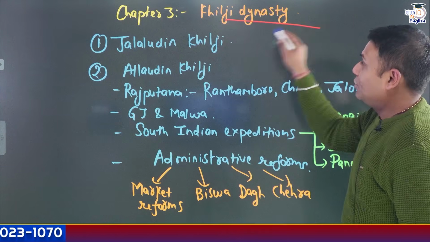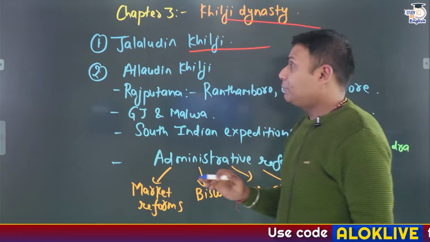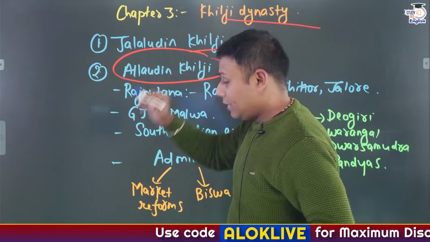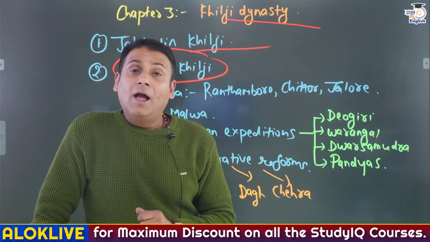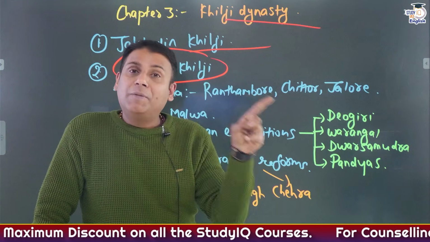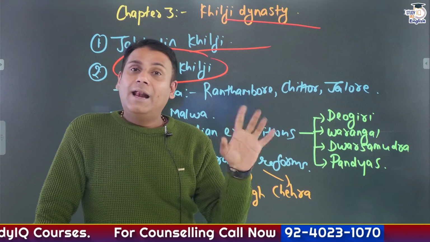Khilji dynasty. Jalaluddin Khilji laid the foundation of the Khilji dynasty. The most important aspect of the entire Khilji dynasty is Alauddin Khilji. Alauddin Khilji's original name was Ali Gurshasp, and he followed the same policy that was being followed by Balban. That is, he followed the policy of blood and iron.